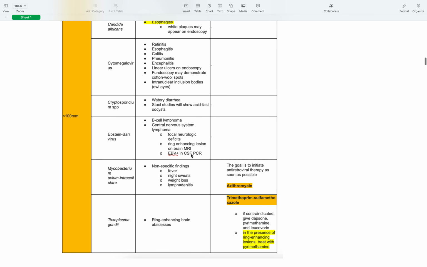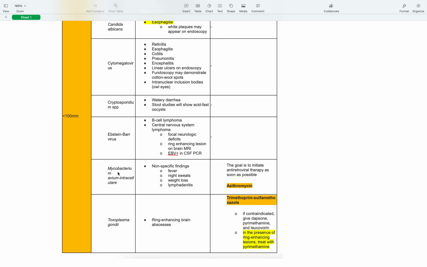All right. So for Toxoplasma gondii, you need to treat with TMP-SMX. If contraindicated, you may use dapsone, pyrimethamine along with leucovorin. And in the presence of the ring-enhancing lesions, treat with pyrimethamine. This is a very high yield point.